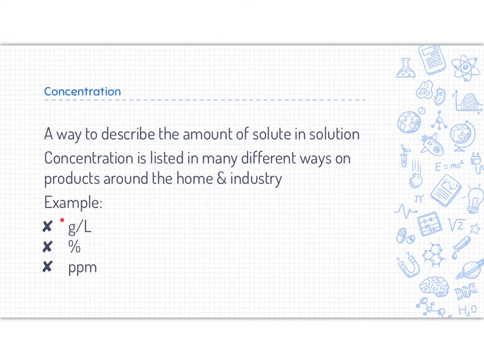So grams per liter is the one we talk about most in our course here, and probably one that we could find around our house most often. Percent is another one that's quite common on household goods, specifically probably cleaning goods. And parts per million is used in a lot of water reports or on the news when they're talking about maybe contaminated water sources or air quality, things like that.